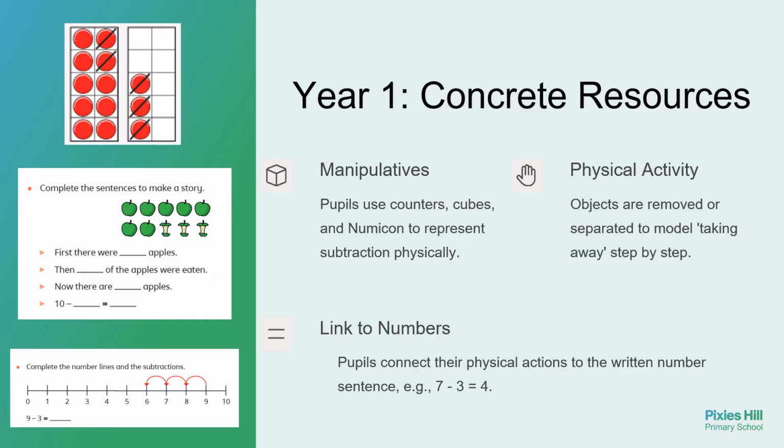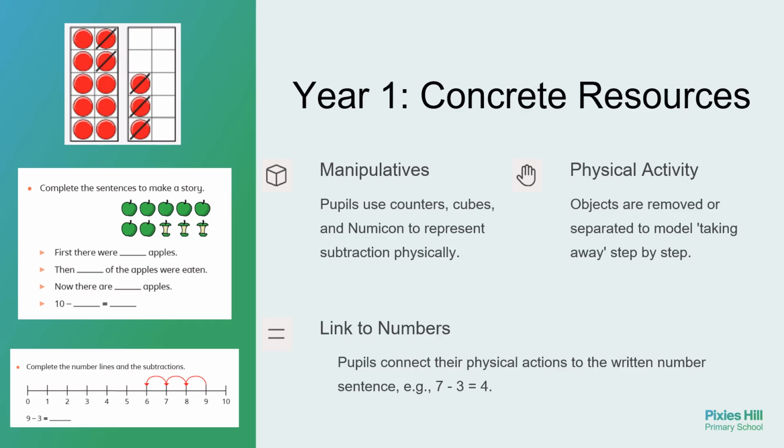With the concept of subtraction, the children begin by using concrete resources. So they'll have access to lots of different manipulatives such as counters, cubes, Numicon, base 10 for example, to represent subtraction physically. And they'll also do lots of physical activities where they move objects from one side or take them away to model subtraction step by step. So if you look at the top left hand side of the screen, you'll see an example of us using a tens frame and counters and physically crossing them out or moving them away to represent the act of subtraction.